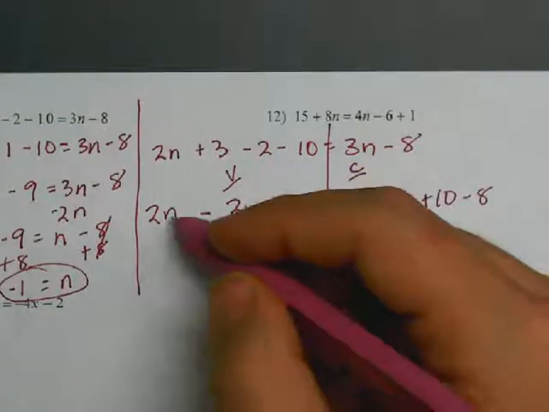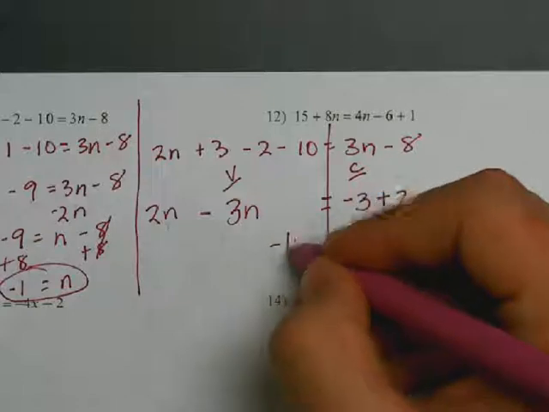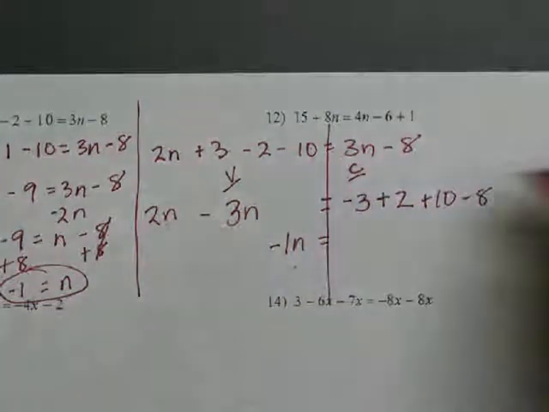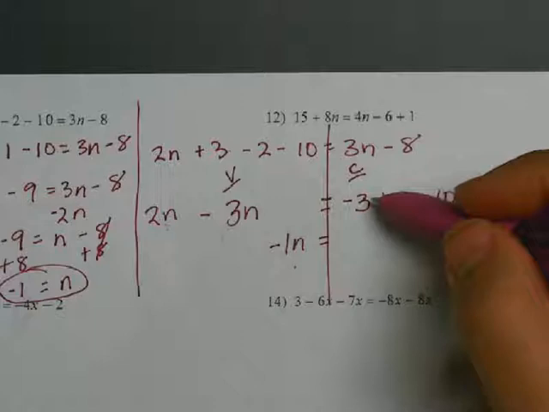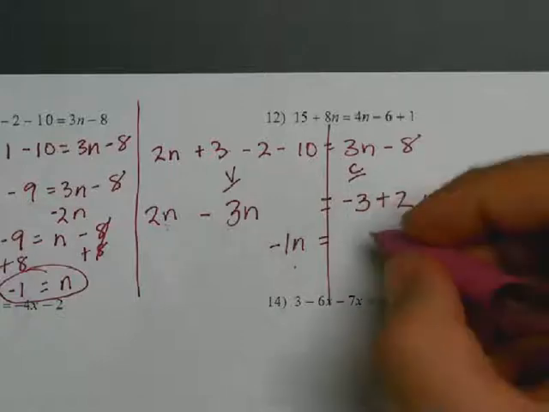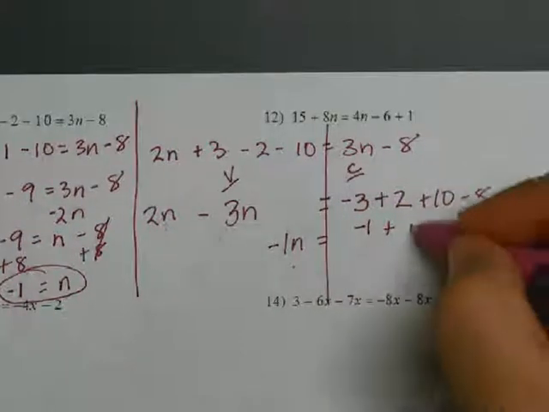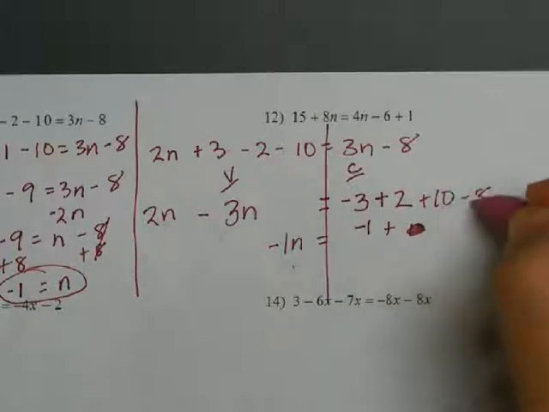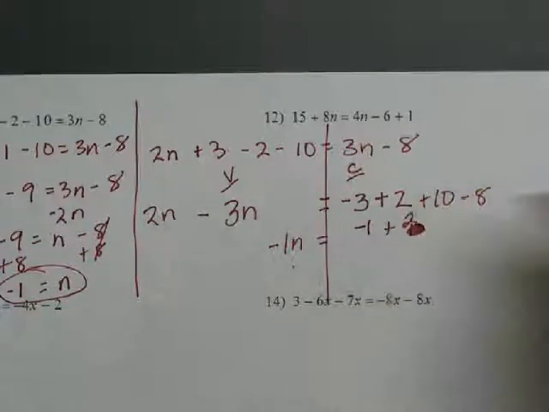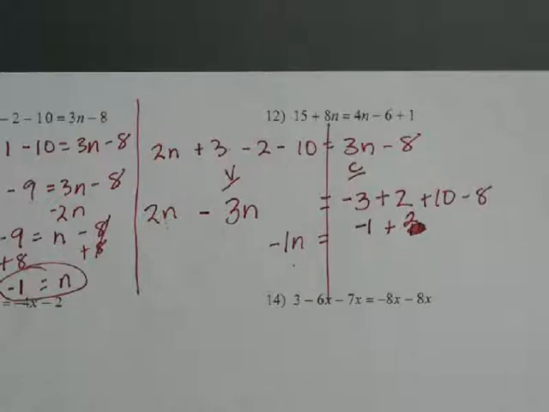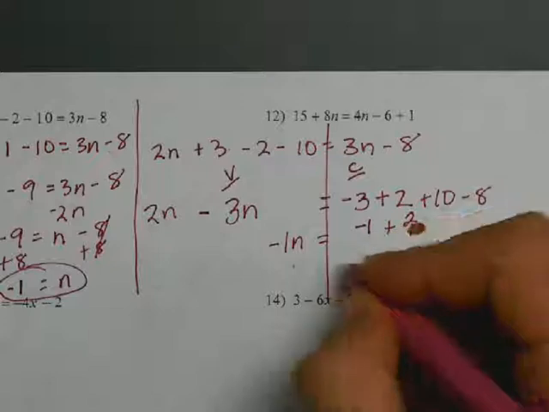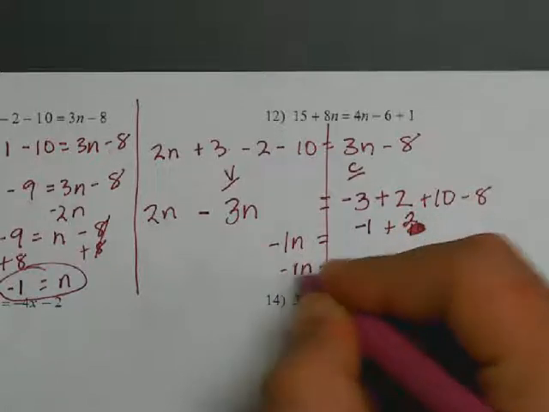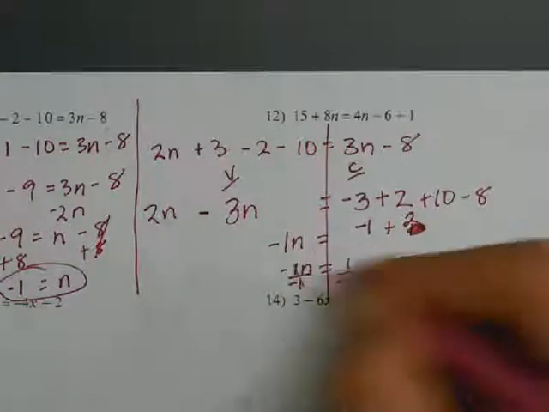So 2n minus 3n would be negative 1n equals, and then we would have negative 3 plus 2 is negative 1, plus 10, or we could say 10 minus 8 is then 2. And then we have negative 1 plus 2 would be positive 1, negative 1n. Divide both sides by negative 1, and you get n is equal to negative 1.